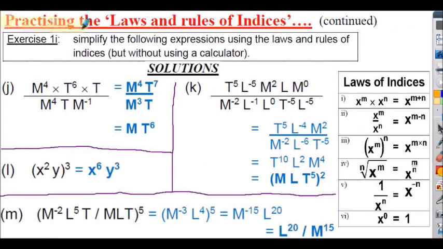And practicing the laws and rules of indices continued. Here are solutions, question J through to question M. Again, I'll let you review these at your own pace.